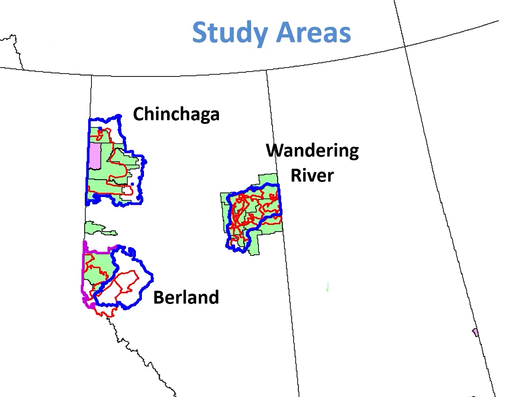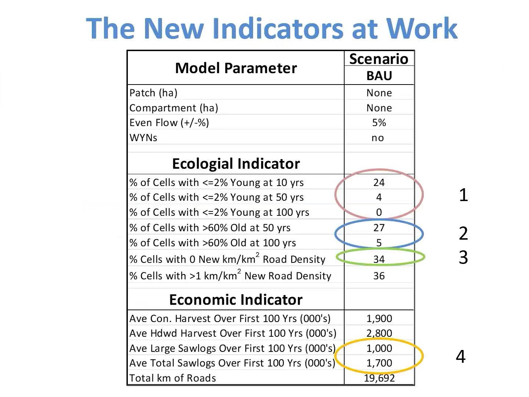We used 3 study areas, each one of which has at least one caribou range within it: Chinchaga, Wandering River on the Alpac FMA, and the Burland. I'm not going to show you results for all of these. We ran about 65 scenarios, and Tom, as a part of his modeling, ran another 25. There's no way I could show you all of them. But what I will show you is how the new indicators are going to work.